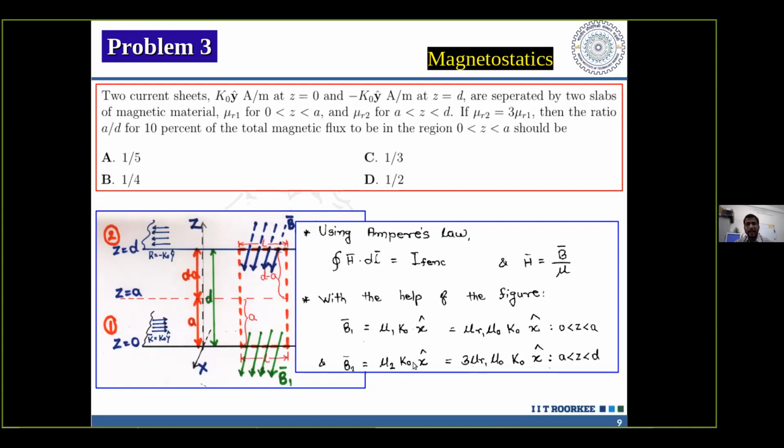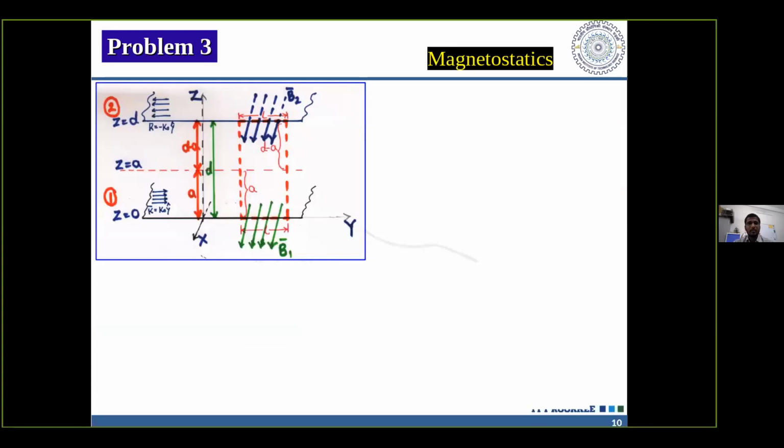But do we really need to find flux by integration? No. Why not? Because I know the magnitude of the magnetic field in this part and in this part. These fields are uniform throughout the planes in space. So I will select a small section, this part, and then this part. I'm selecting a rectangular section with width L and height d. For the lower section it is width A, and then it is d minus A.